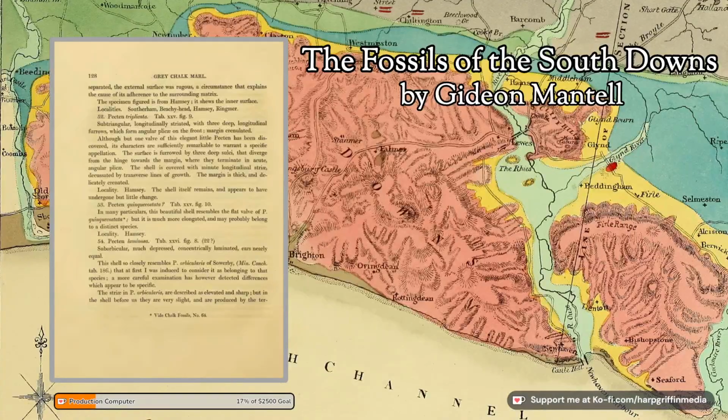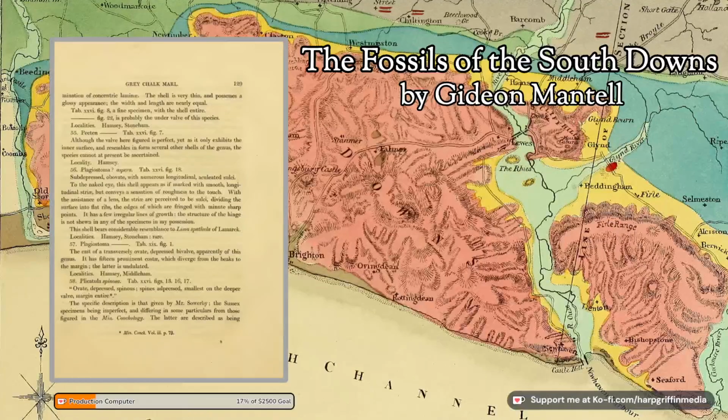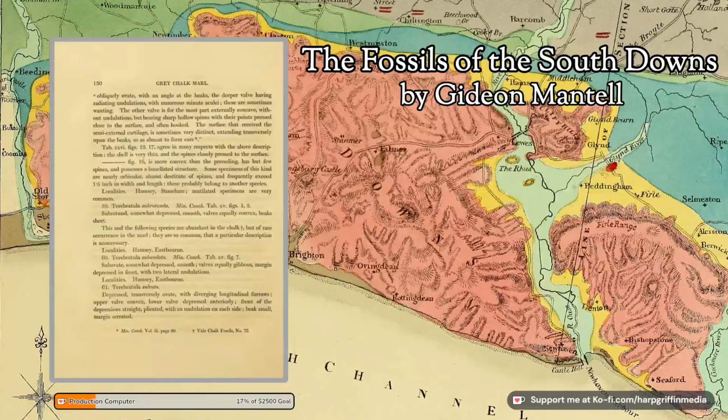This beautiful shell resembles the flat valve of P. quinque costata, vide Chalk Fossils, number 64. Margin entire. Mineral Conchology, Volume 3, page 79. Extending transversely upon the beaks so as almost to form ears. Mineral Conchology, Volume 3, page 80. This and the following species are abundant in the chalk, vide Chalk Fossils, number 76.